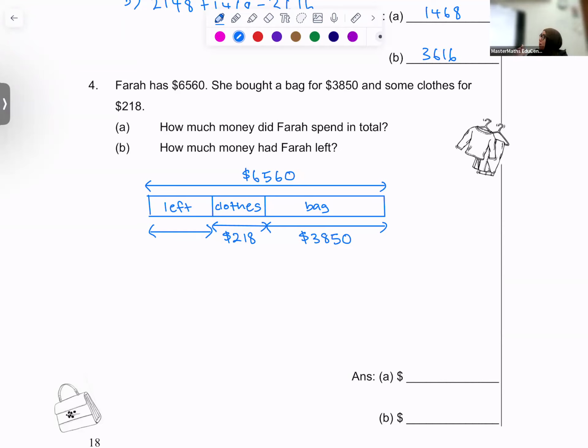Okay, now what's part A asking for? Part A is asking for how much she spent. So which part is how much she spent? Which part is how much she spent, guys? Is it the left? Clothes, bag, which part? Clothes and bag. Good. So what we can do is we can draw another arrow below clothes and bag. This is what we're looking for in part A.